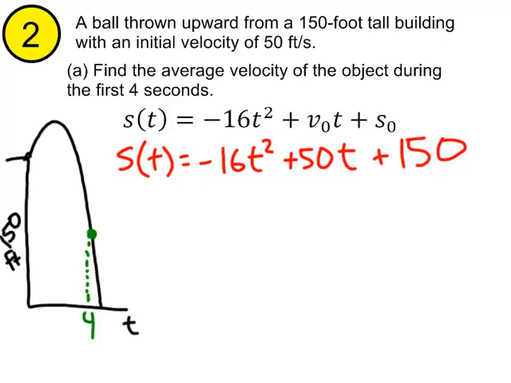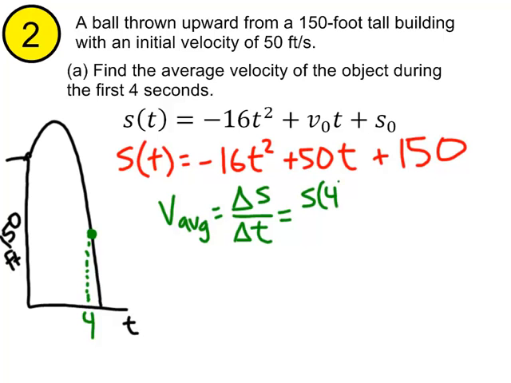Or at least average velocity. Average velocity is defined to be the change in position, so delta s over the change in time, delta t. Or in this particular case, since we're talking about over the first 4 seconds, s of 4 minus s of 0 over 4 minus 0. And again, you're starting to see the mean value theorem come out here.